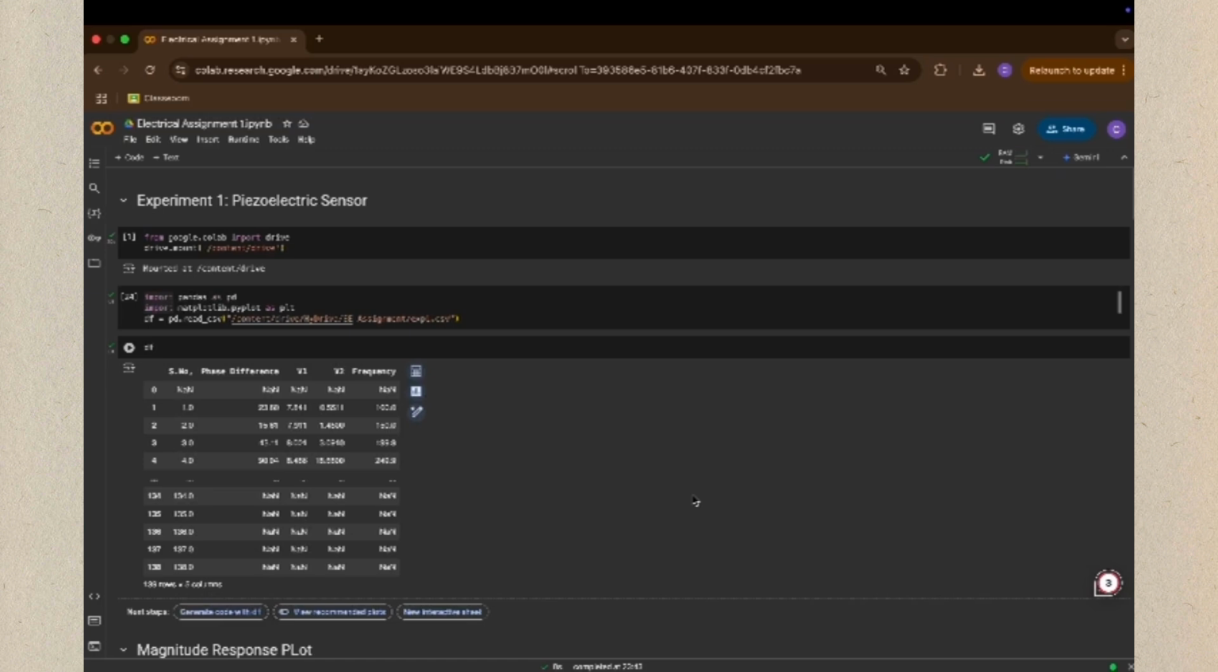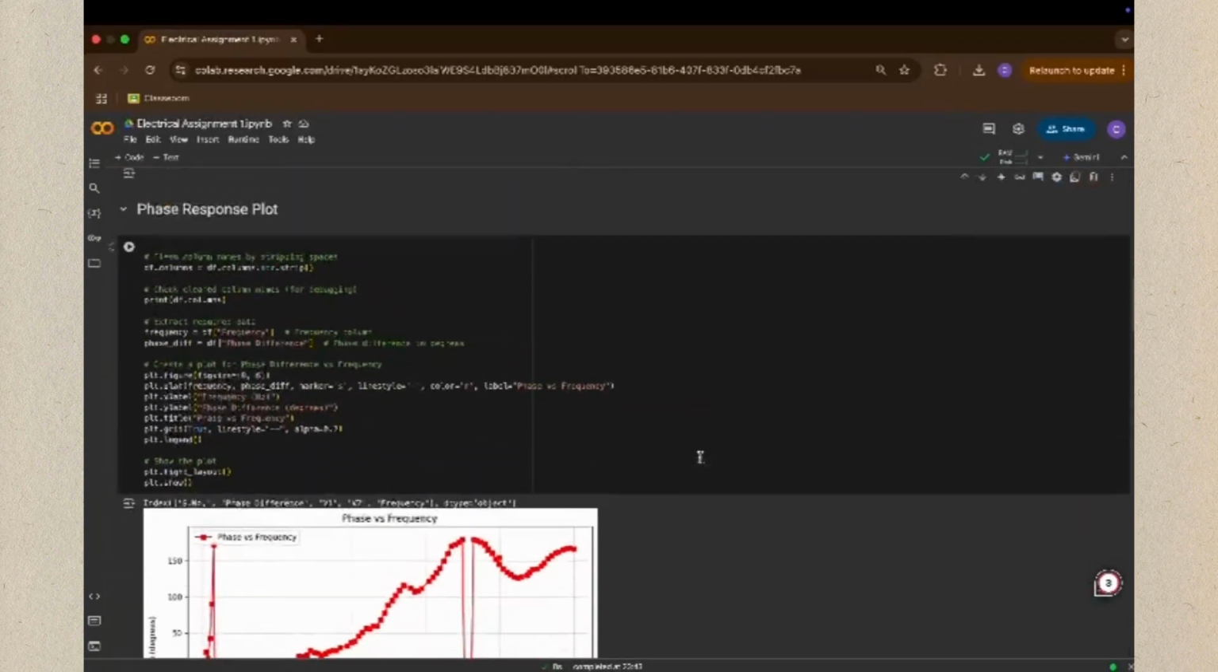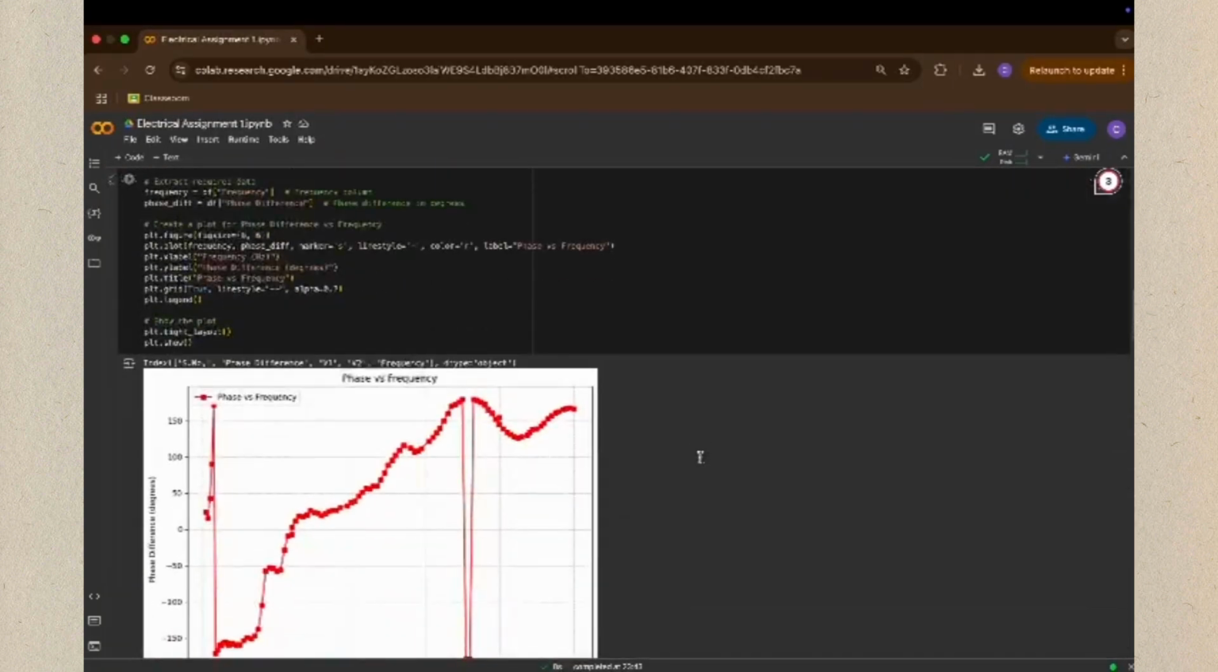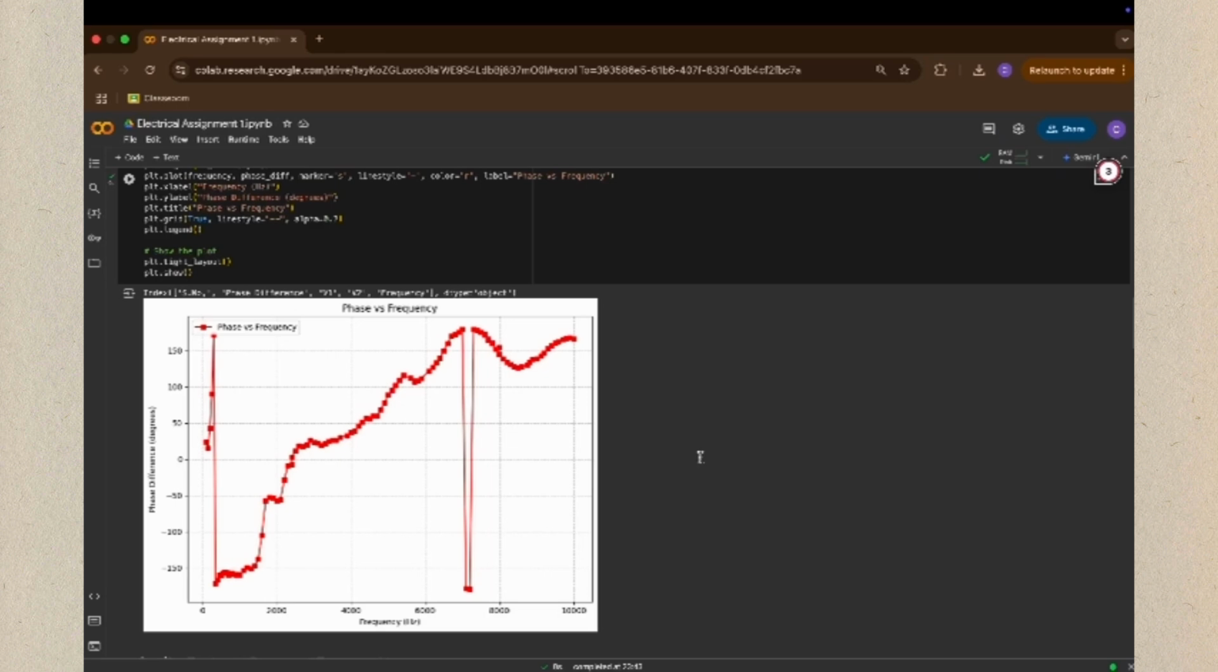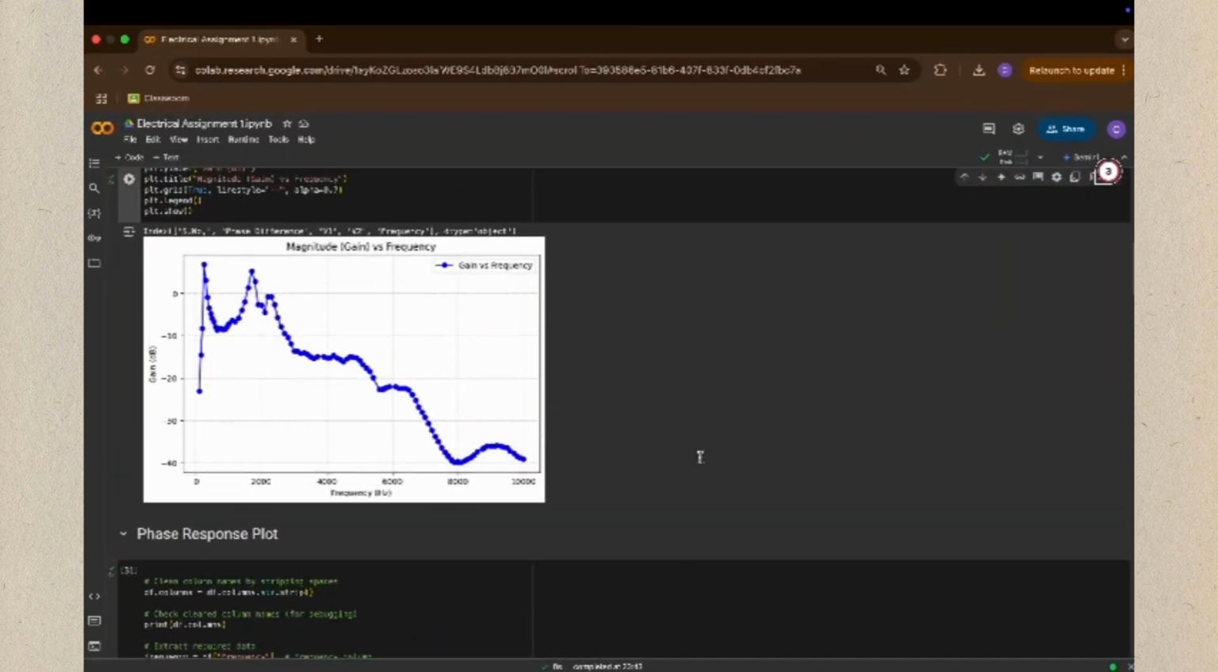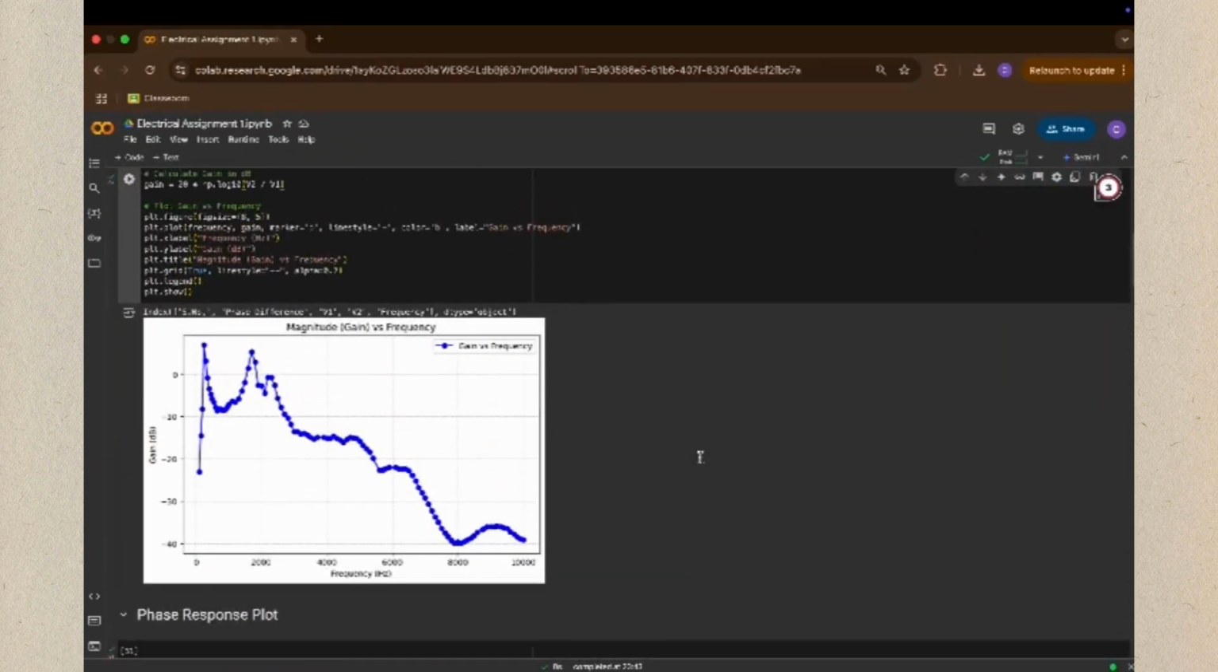Let's now talk about the piezoelectric sensor. We already have the magnitude and phase response plots from the experiment, which I am showing on the screen. This is the magnitude versus frequency curve, and this is the phase versus frequency curve. First, let's focus on the resonant frequencies. In the magnitude versus frequency plot, the resonant frequency is where we see the peak. This is the frequency where the sensor is most sensitive and produces the strongest response. By looking at our graph, we can see that the resonant frequency is around 260 Hz.